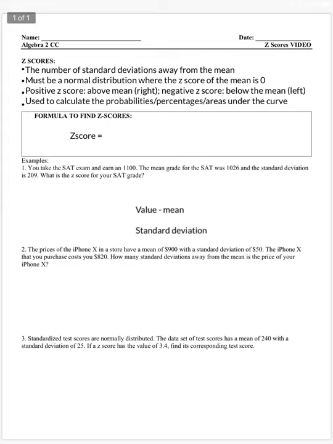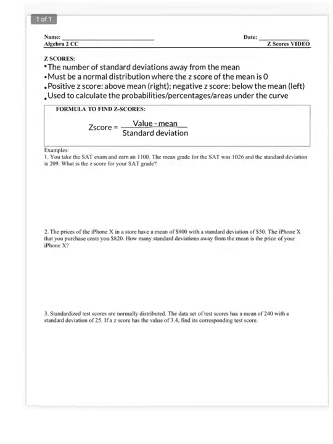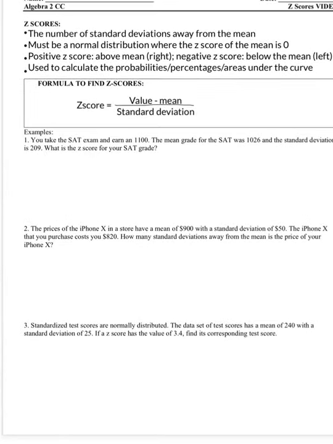I know the value probably sounds a little bit confusing right now. I'll explain that in a second. Let me get this formula working though. There we go. That's how it should look. The value minus the mean divided by the standard deviation. Okay? So, again, it might sound a little confusing until you actually see an example.